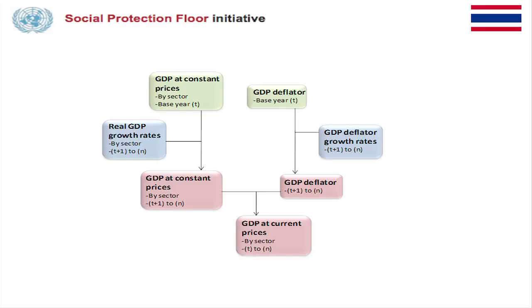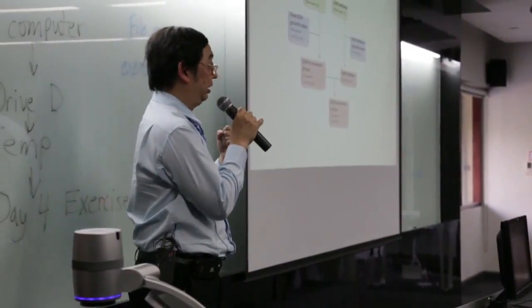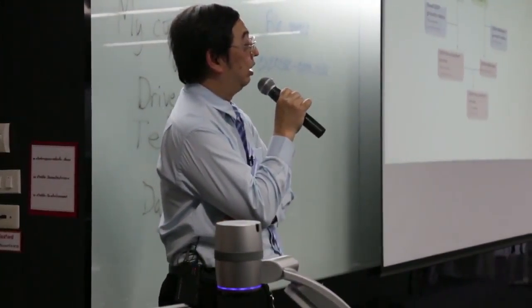So if you see in the graph model, we have the eco worksheet that we then start from the GDP at constant price. Actually, they try to ask you to break down into the sector. If you have that information, it's okay. But if you don't have, maybe just only GDP by aggregates for the whole country is enough for our calculation for social protection floor. Then you know the GDP growth rate is a volume change, right? And then you will get the new GDP at constant for the next year.